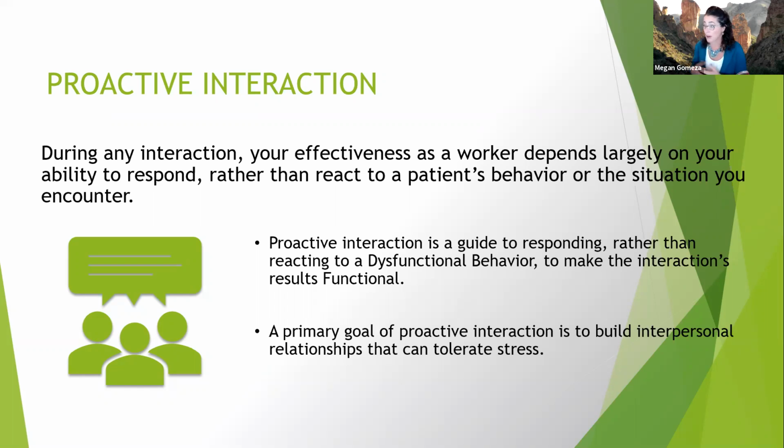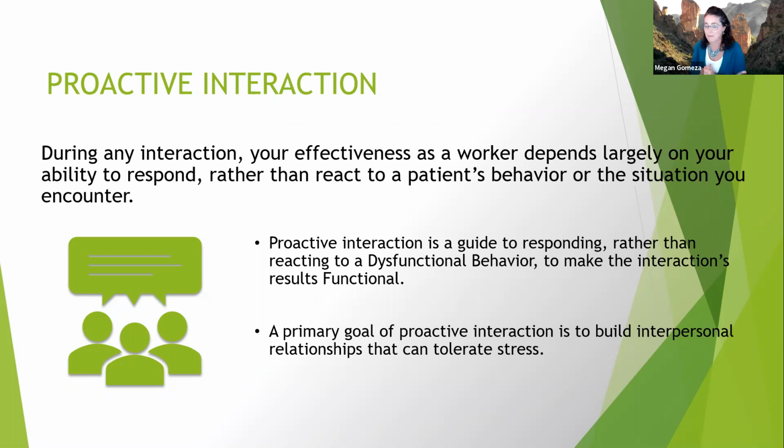A primary goal of proactive interaction is really to build interpersonal relationships that can tolerate stress. It is used a lot of times in the conflict and working phase of relationships. These are the stages of the relationship where you cycle through multiple times. And so you want to have that interpersonal relationship that can still support communication and tolerate the stress of maybe an unforeseen event, a situation, or a trigger, if that makes sense.